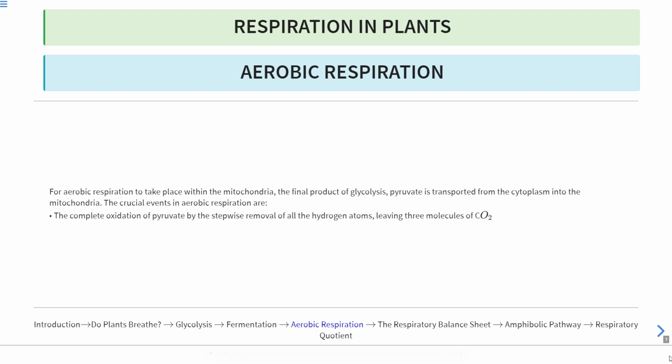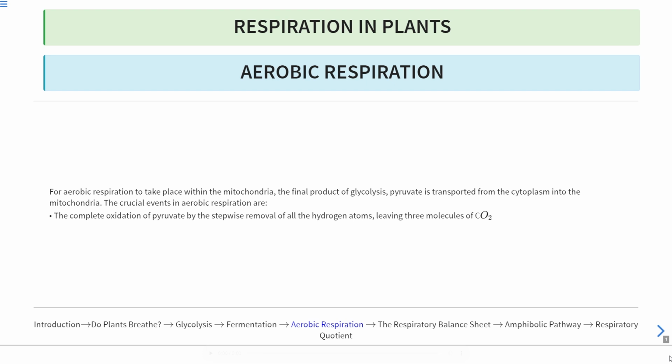Okay, so the very important reaction that takes place at the outer membrane of the mitochondria is the decarboxylation of the pyruvic acid. The pyruvate or pyruvic acid gets decarboxylated right at that outer membrane, and then it is converted to acetyl coenzyme A. This is a very important reaction that takes place.